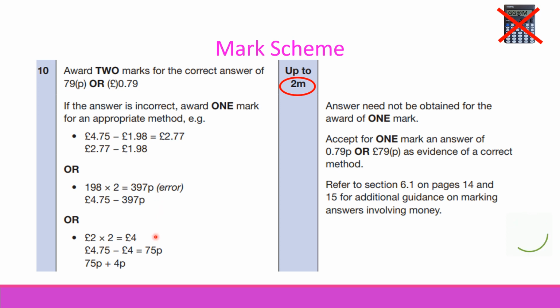Or this is the last method by doubling £2, which gives you £4, just for rounding, rather than doing the exact amount and then taking that away, and then you've got to then add on the 4p extra. Whichever way helps you work out the answer. It doesn't really matter which method you use. You choose one that works for you.